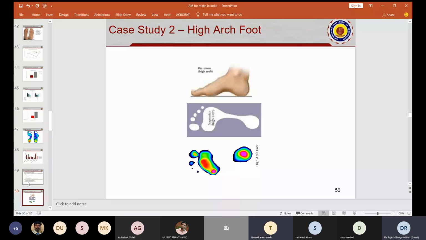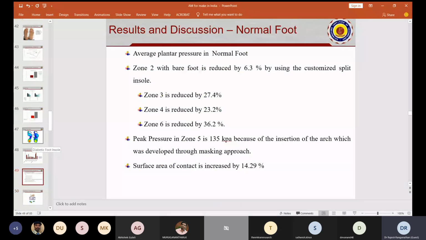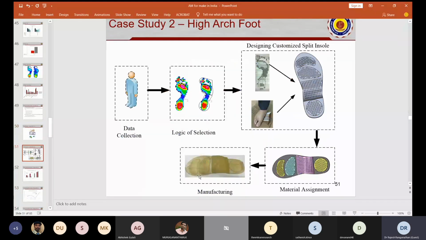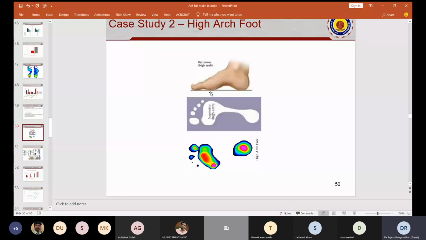And in the same manner, I have shown you for a normal arch. In the same manner, we also did for a high arch person, that is a person who has high arch, and wherein his peak pressure distribution is only in the heel and the metatarsal region, while the mid-foot region is not at all loaded. Whereas in a normal foot, at least this mid-foot would be loaded to some extent, whereas in high arch, it wouldn't be loaded to that extent.